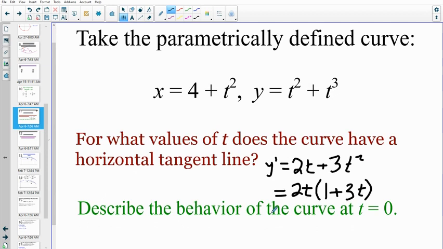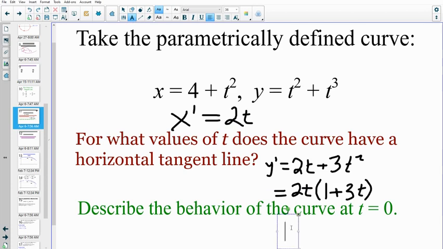Describe the behavior of the curve at time equals 0. So dx/dt, I'll write that here. x prime is 2 times t. So at time equals 0, 2 times 0 is equal to 0. So there is no horizontal motion. At time t equals 0, dy/dt is also equal to 0. So there's no vertical motion. So if I describe the behavior of the curve at that time, I'm just going to say that it's stopped. There is no motion. It's not moving left or right or up and down. My fingers are off of the Etch-a-Sketch knobs.